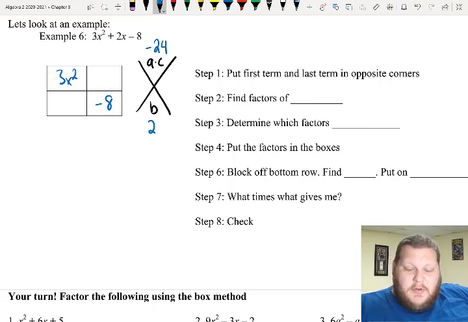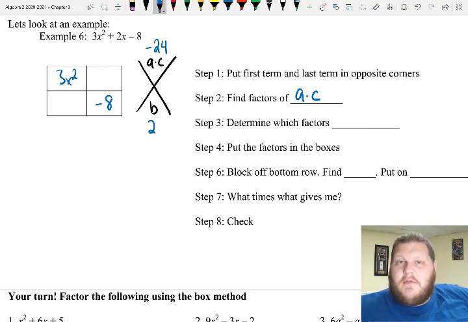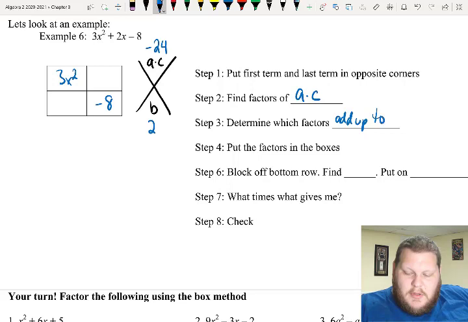So steps 2 and 3 here are what we're doing next with that information. Step 2, we're going to find factors of a times c, and we're trying to figure out which of those factors, what things multiply together, in this case to be negative 24, add up to b.